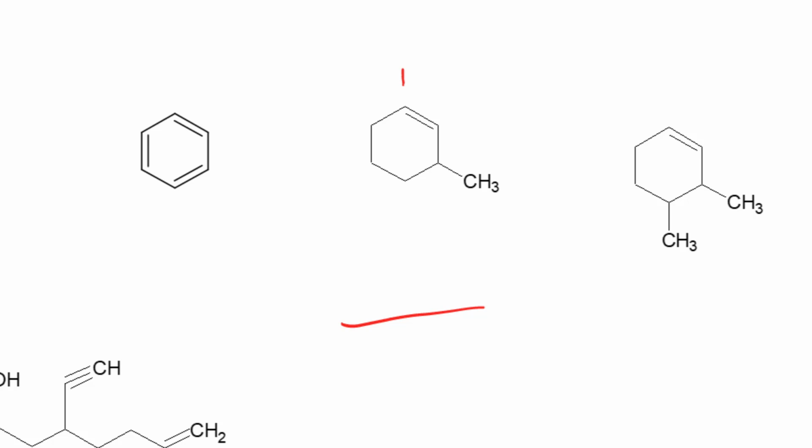So if we start 1, 2, 3, 4, 5, 6, we will find that we'll be able to get the lowest numbers possible. If we were to go the other way around, start the double bond here, 1, 2, 3, 4, 5, the methyl group would be on the 5, so 1,5 isn't as good as the 1,3 when it comes to naming this compound. So we'll call this a cyclohexene.